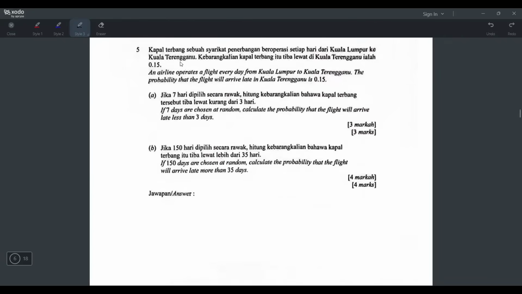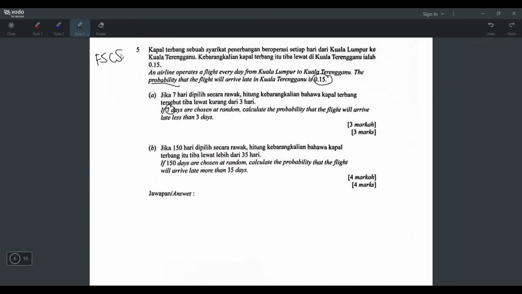Okay, let's do number 5. Let's see what chapter this is first. An airline operates a flight every day from Kuala Lumpur, KL to Terengganu. The probability that the flight will arrive late in Kuala Terengganu is 0.15. So I see the word probability, so maybe it's probability distribution. I don't know. Let's see. If 7 days are chosen at random, calculate the probability that the flight will arrive late less than 3 days. This is definitely from chapter 5. It's called probability distribution, in Malay, taburan kebarangkalian.